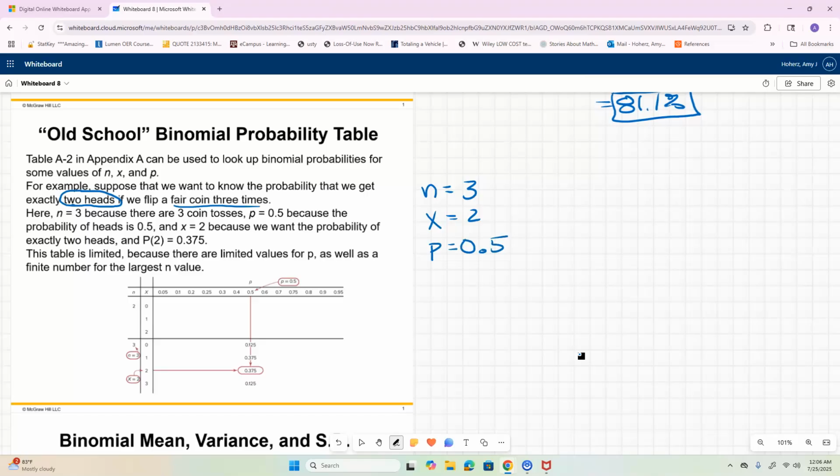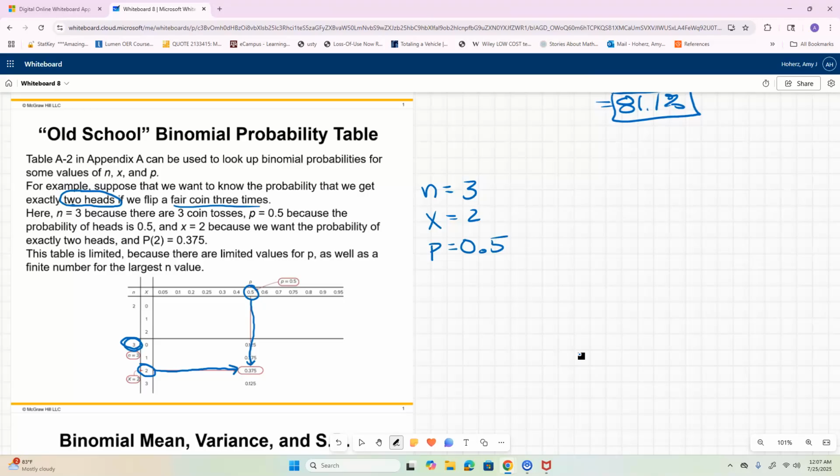So in the table, we would look for an n of 3, which is right here, and then under the n of 3, we would find an x of 2, and then our probability is 0.5, and so then we would follow that 0.5 down to where it intersects with the 2, and you would see the probability is 0.375. So they're not terribly hard to use, but they're very limited.